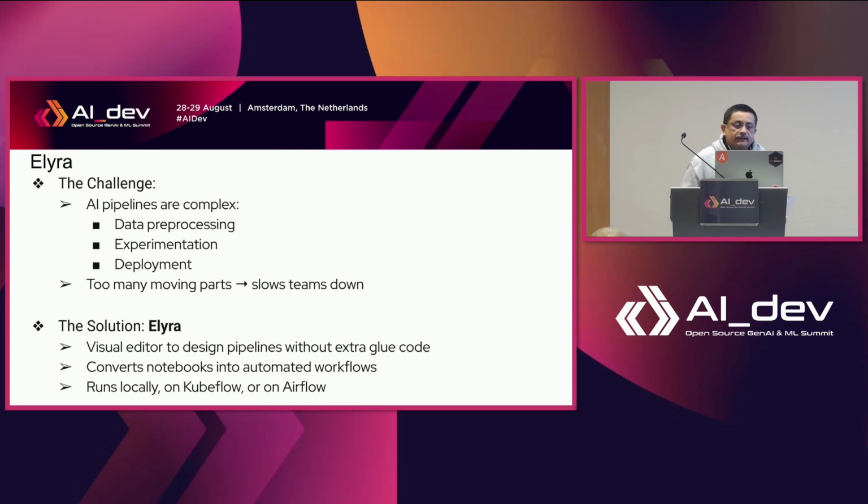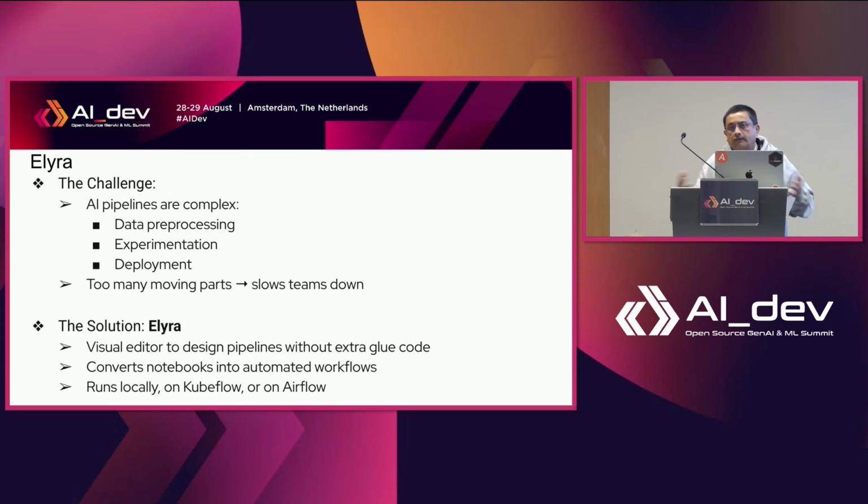Now, the challenge is AI pipelines are too complex to create, right? And a data scientist's job is not to go and actually create the pipelines. They are supposed to do their data scientist work, and make the models perform optimally, or do the data processing coding, right? The data pre-processing, experimentation, deployment, these things are very complex. There are too many moving parts in there. So if a data scientist has to create a pipeline, it's very, very difficult.